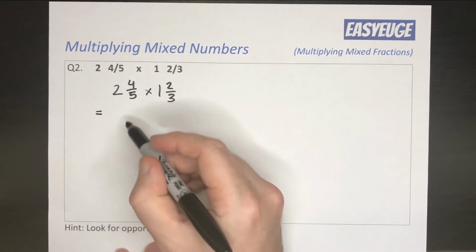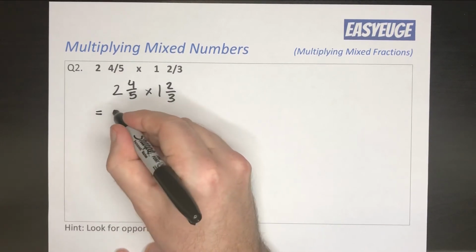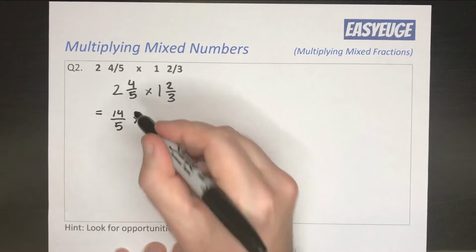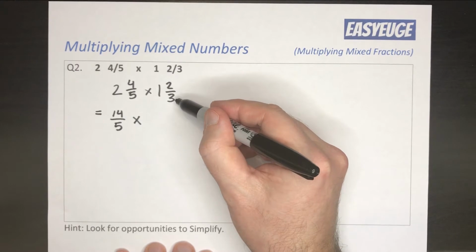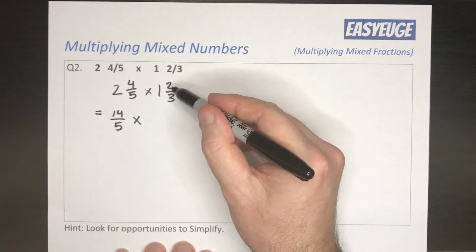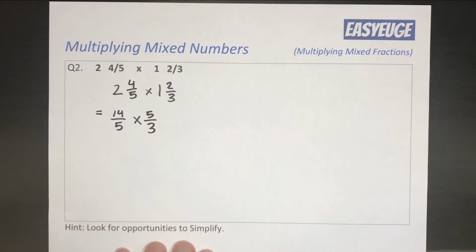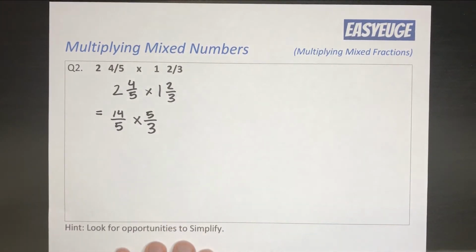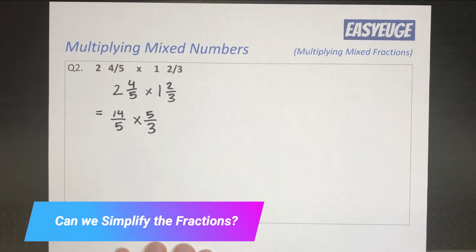2 4/5. That is 2 times 5 is 10, plus 4 is 14, divided by 5. We'll multiply that fraction by 1 2/3. 1 3 is 3, plus 2 is 5. That's 5 over 3. There we go. So before we go straight ahead and very simply multiply the two top numbers, then multiply the two bottom numbers, always look for opportunities to simplify the fractions.